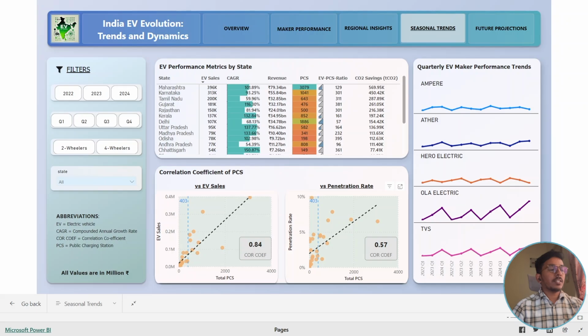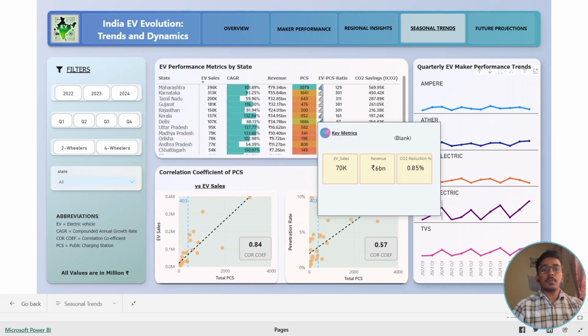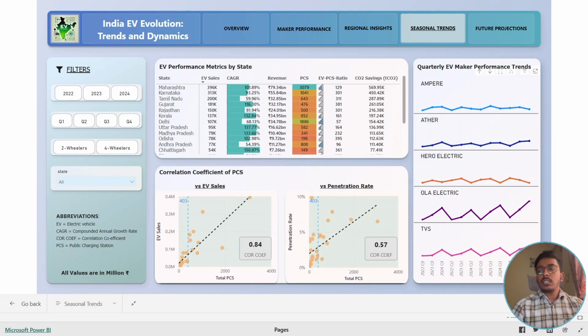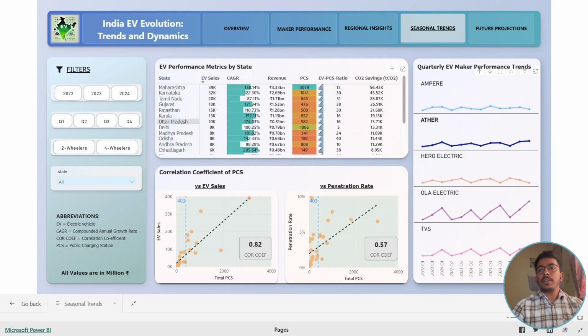rates. Lastly, I added a small multiple line chart to visualize the maker performance trend and added a tooltip here to display their key metrics. Lastly, as the dashboard is fully interactive, we can select any maker and verify the state-wise demographics and vice versa.